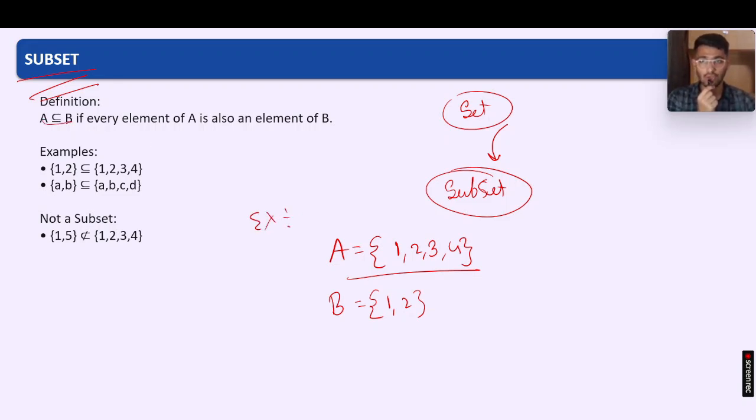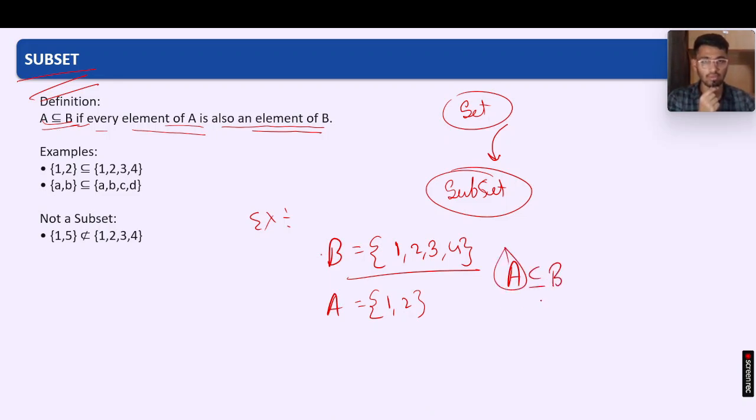So the notation is A subset of B, if every element of A is also an element of B. It means every element of A, that is what it's saying. I have just taken different notation, no issues. You can just say this is B and this is A.